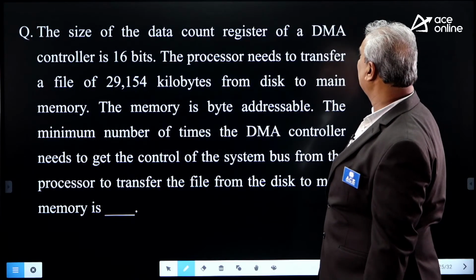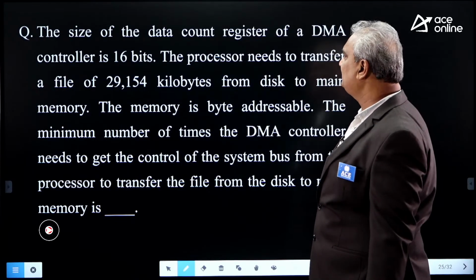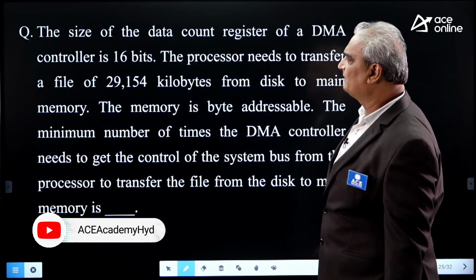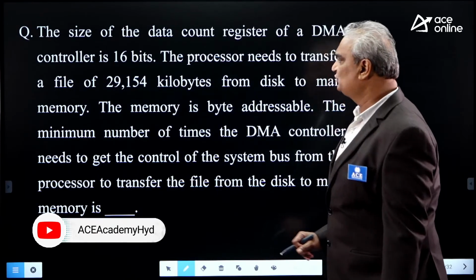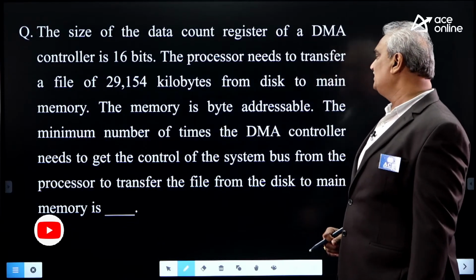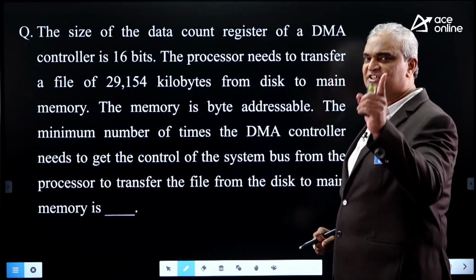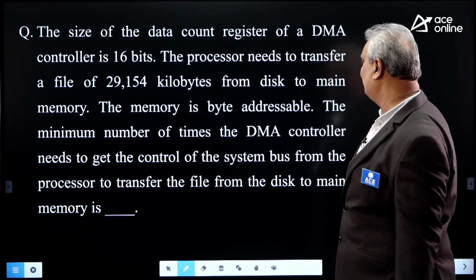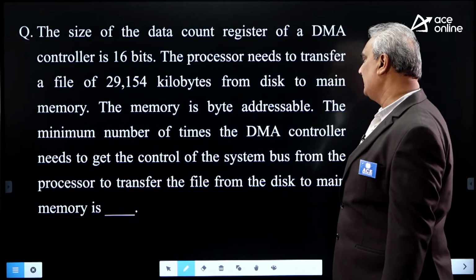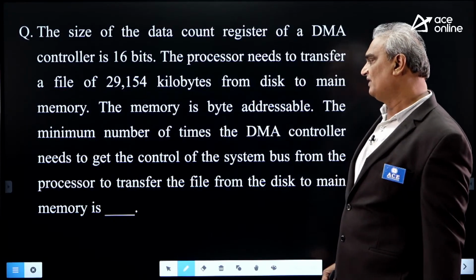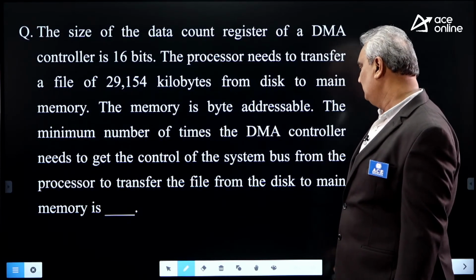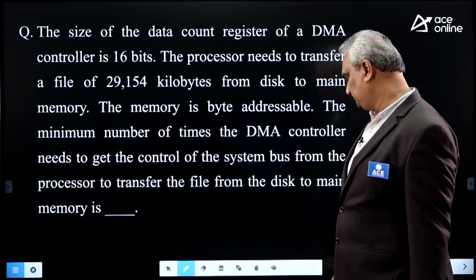Size of the data count register of a DMA controller is 16 bits. Processor needs to transfer a file of 29,154 kilobytes from disk to main memory. The memory is byte addressable, means each memory location is used to store only 1 byte. The minimum number of times the DMA controller needs to get the control of the system bus from the processor to transfer the file from the disk to main memory is dash.